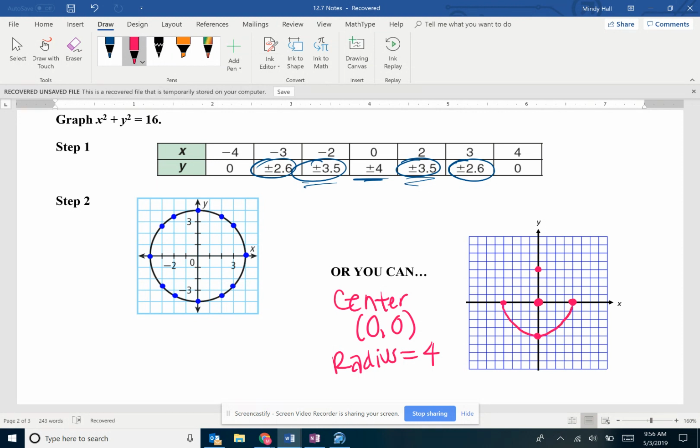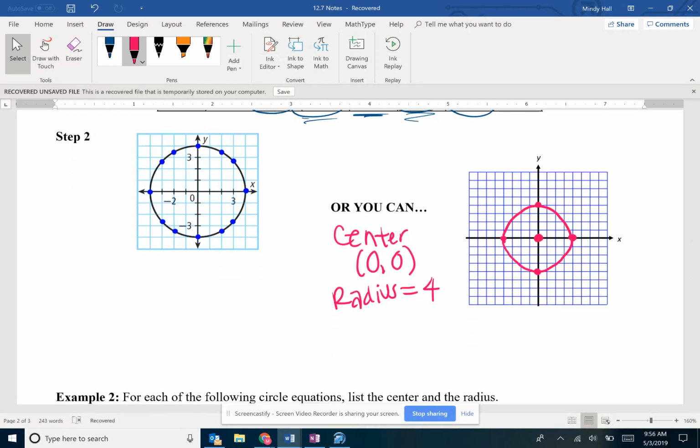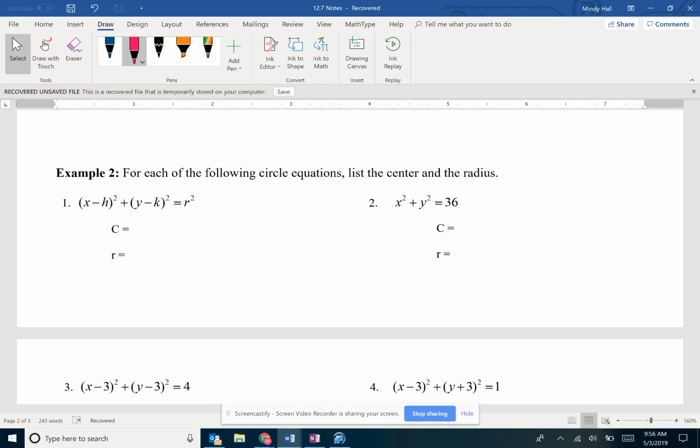And just know I'm not as worried about the points that are 4 diagonally. I'm not worried about whether this distance is exactly 4, as long as you have your radius in the straight directions: up, down, left, and right. So for these equations, we're going to list the center and radius because then you could very easily graph them if you wanted to.